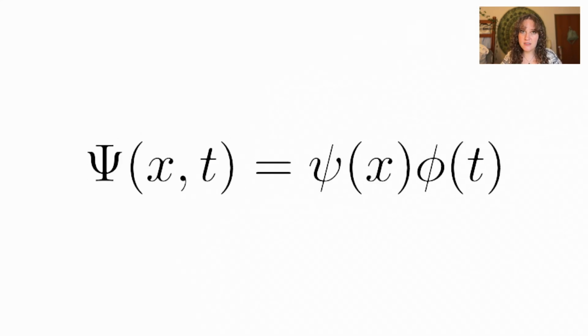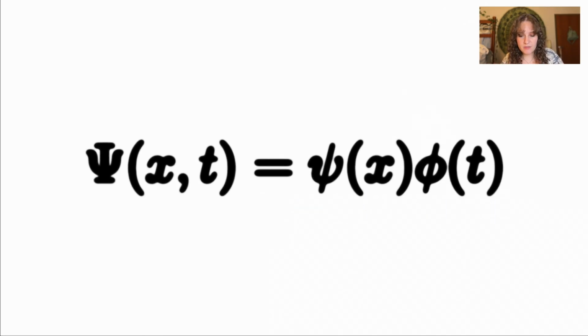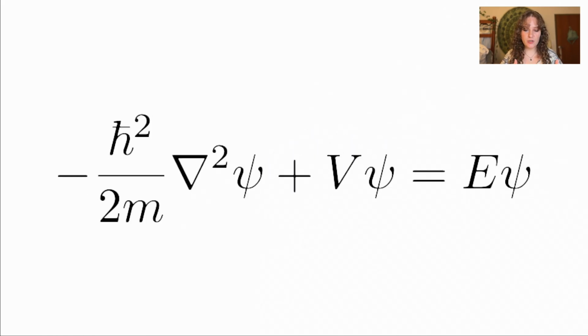One more move: when the potential V doesn't change with time, and for hydrogen it doesn't, we can split psi into a spatial part times a time part. The time part is always the same exponential, and it just carries the energy label. All of the interesting physics is in the spatial part, psi of r. This gives us the time-independent Schrödinger equation. This is the equation we actually solve. Pick a V, find the psi's and the E's that satisfy it, and for hydrogen, V is the Coulomb potential.